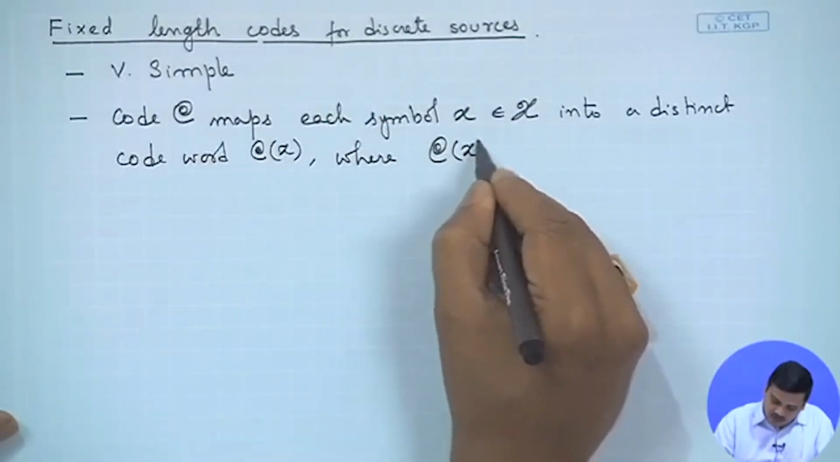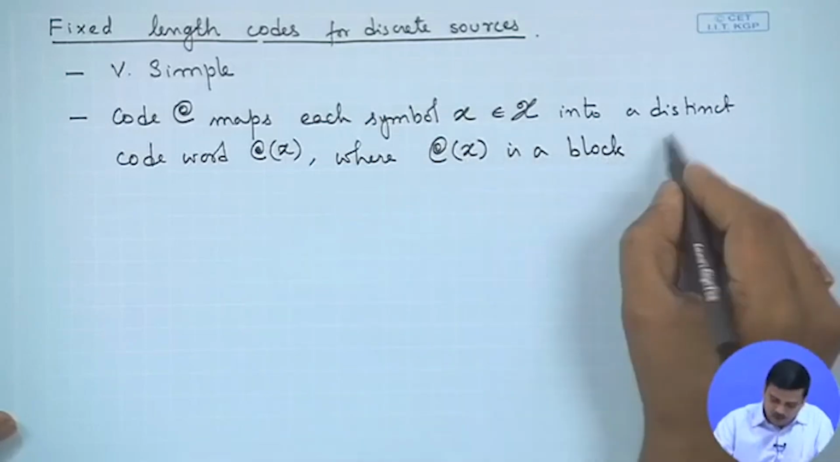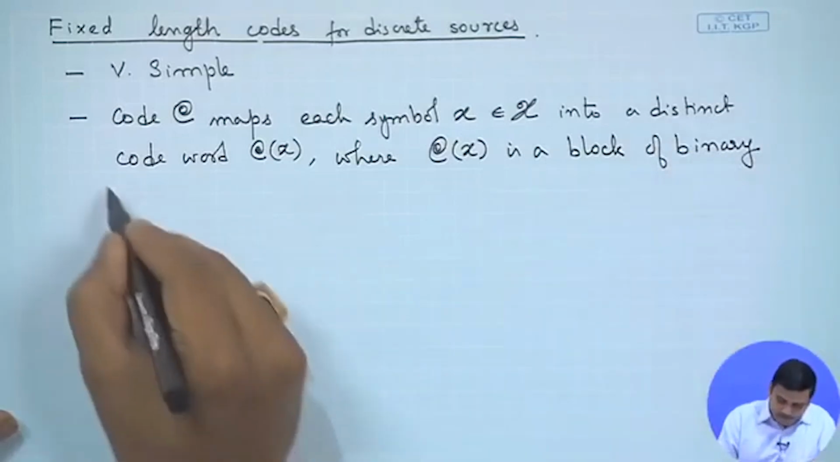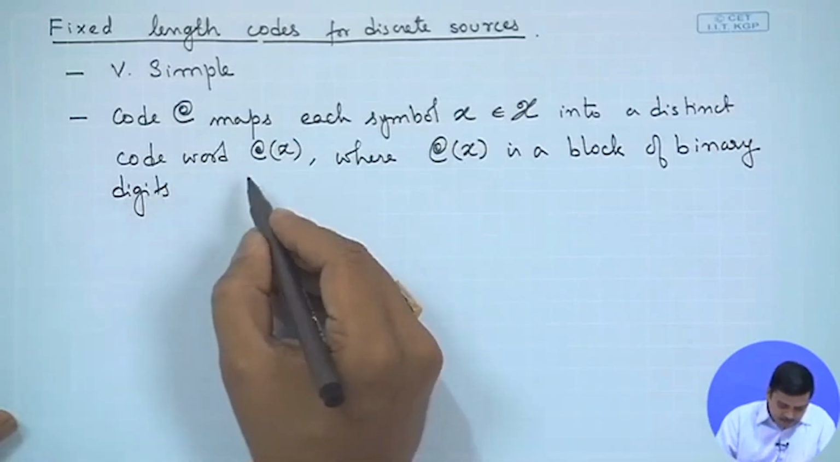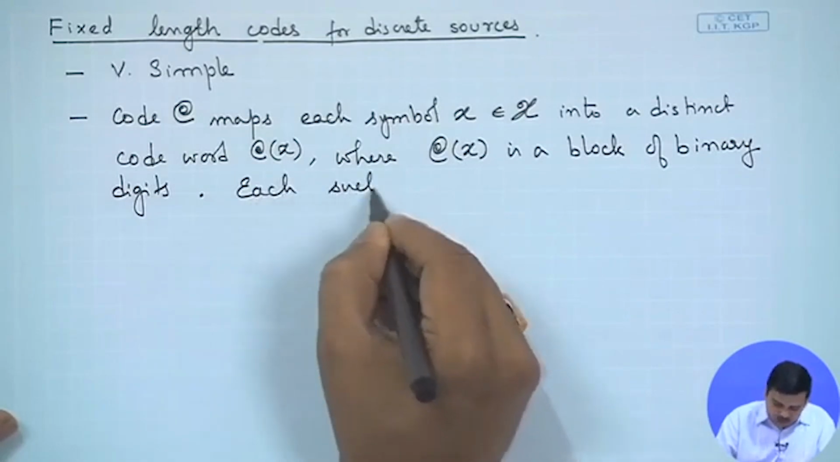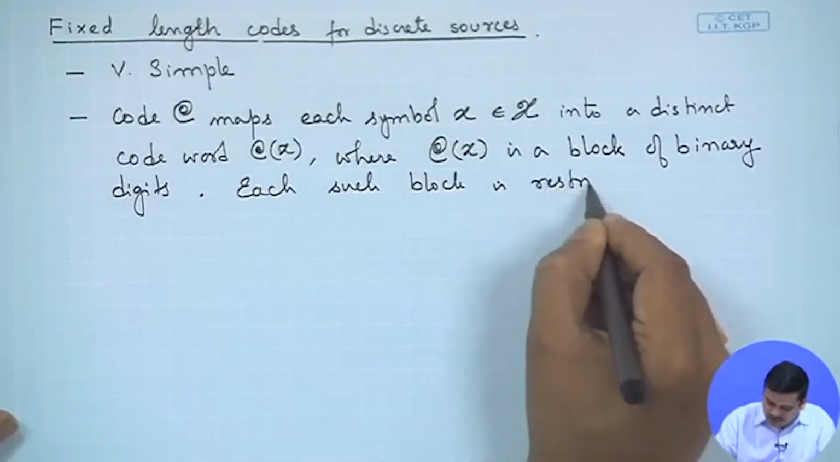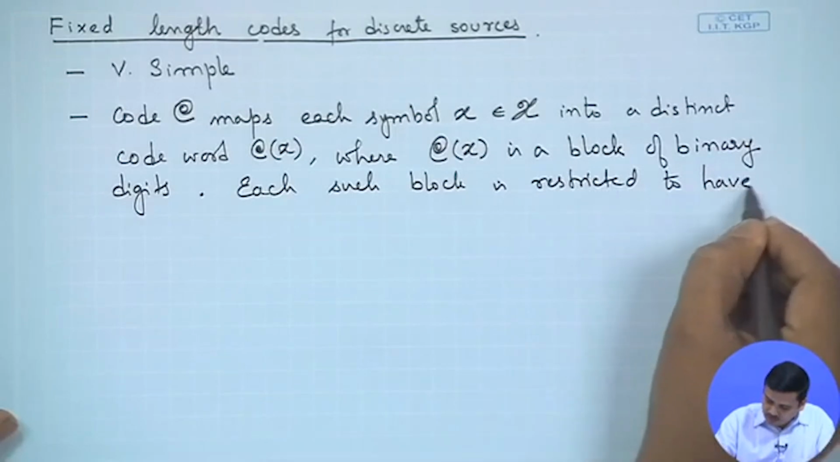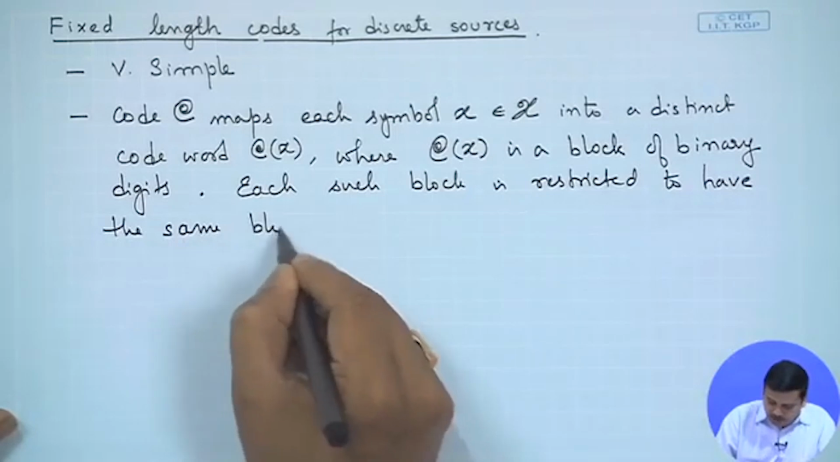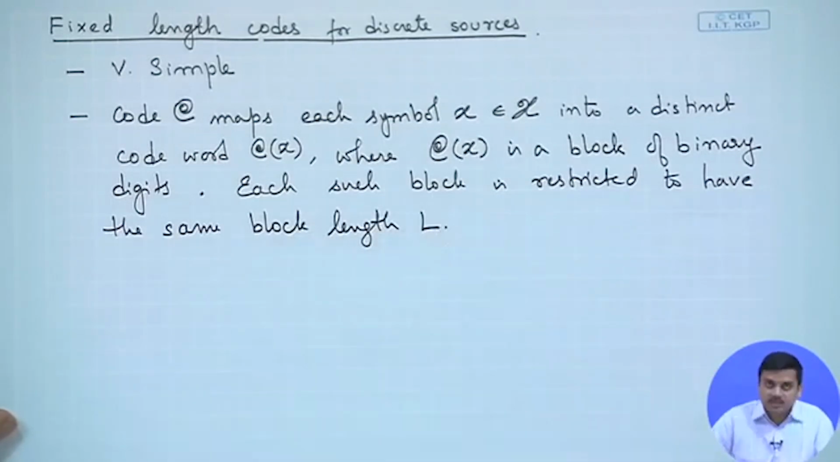Things will be very clear. So C of x is a block of binary digits. Each such block is restricted to have the same block length L. This is important. When we say fixed length code, what we mean is that a symbol A or B or C or this 1, 2, 3, 4, whatever it is, gets mapped to a sequence of binary digits, and when A gets mapped to a sequence and B gets mapped to another sequence, the lengths of these sequences are the same. So that is fixed length, and that length is fixed to L.